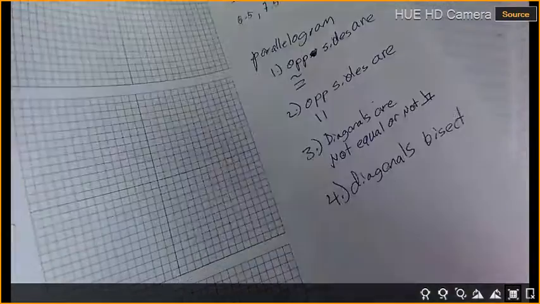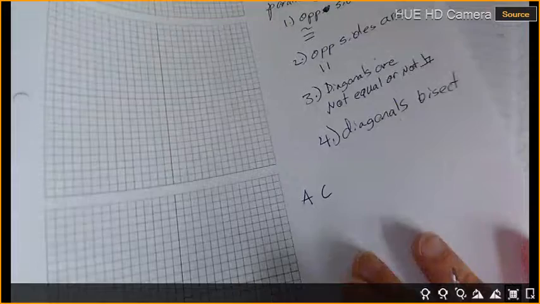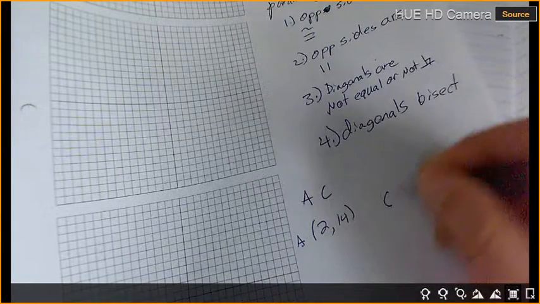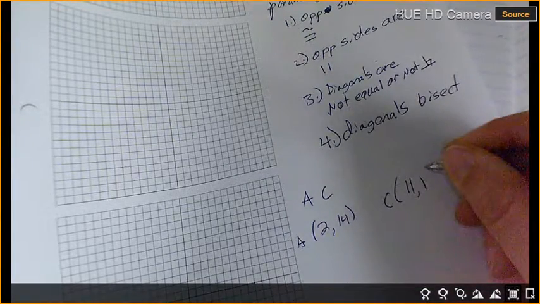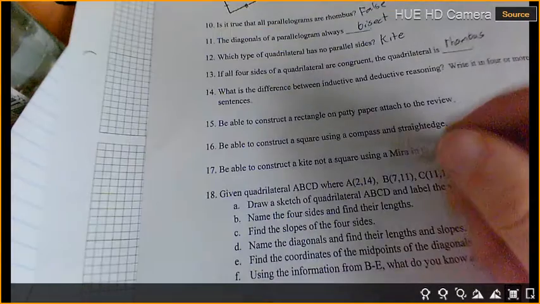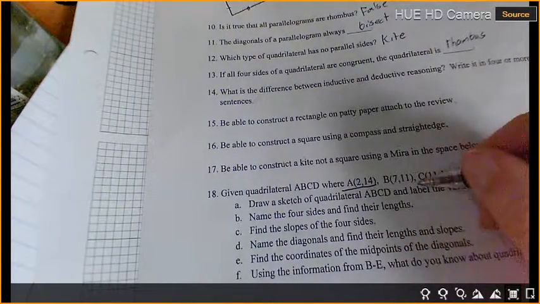All right, we're looking for A to C, for example. Okay? So A is (2, 14), correct? And C is (11, 1). Here's my formula. My formula is the square root of (x1 minus x2) squared plus (y1 minus y2) squared. I have another question. Yes. It's probably stupid. No. How did you find those points, (2, 14)? I looked right here. See how they're not next to each other? That makes up the diagonal.